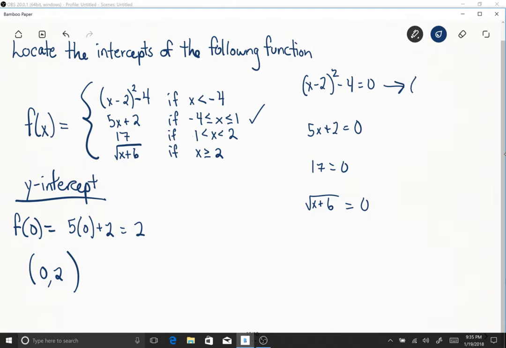The first one, notice you get x minus 2 squared equals 4. So x minus 2, when you take the square root, you have to toss in a plus or minus. So x minus 2 equals plus or minus 2.